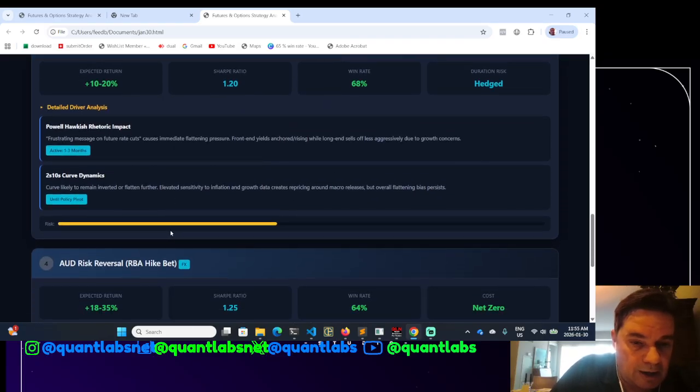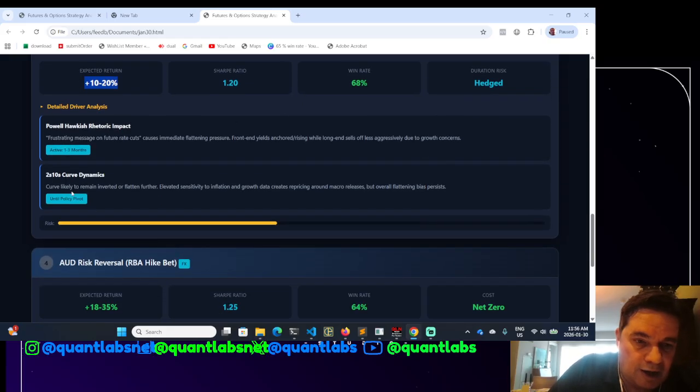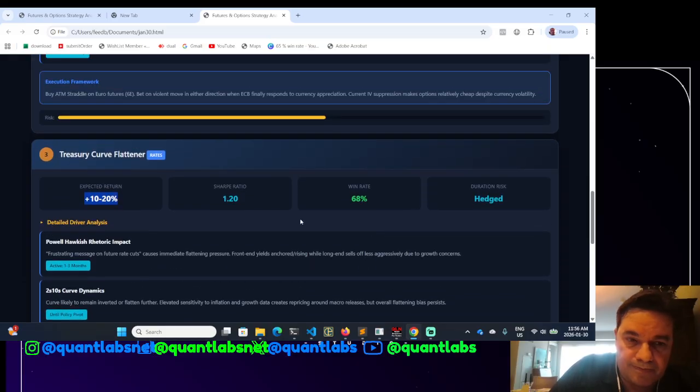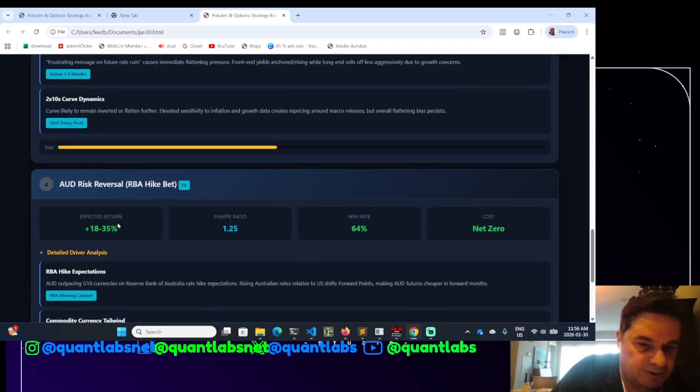So here we're now getting involved with the Treasury curve flattener. Look at this. That is amazing. 68%, Sharpe ratio of 1.2, and an expected return of 10 to 20%. And it's hedged. That's why you've got to take the course. I don't know how many times I've got to say that. But there's no details on that, how to do it. Well, maybe there is, I'm just not reading it.